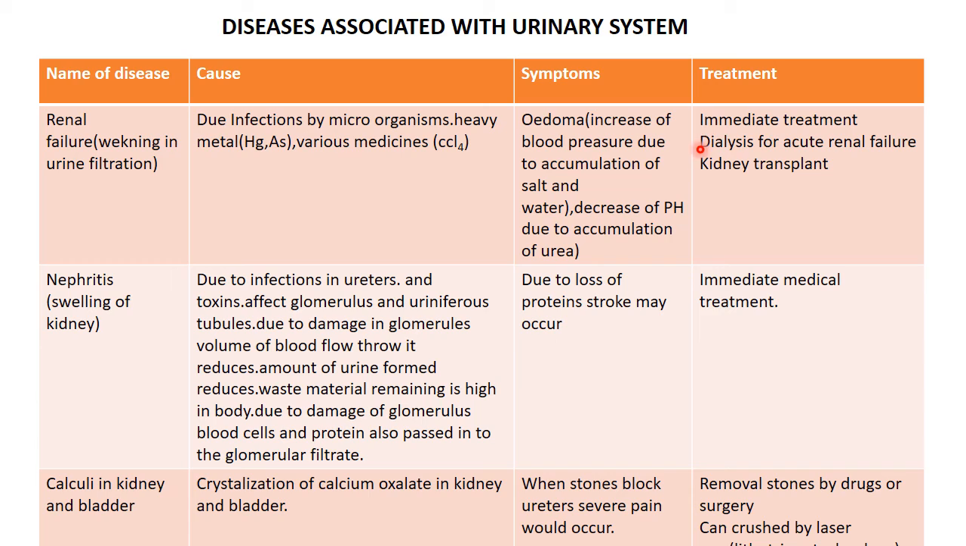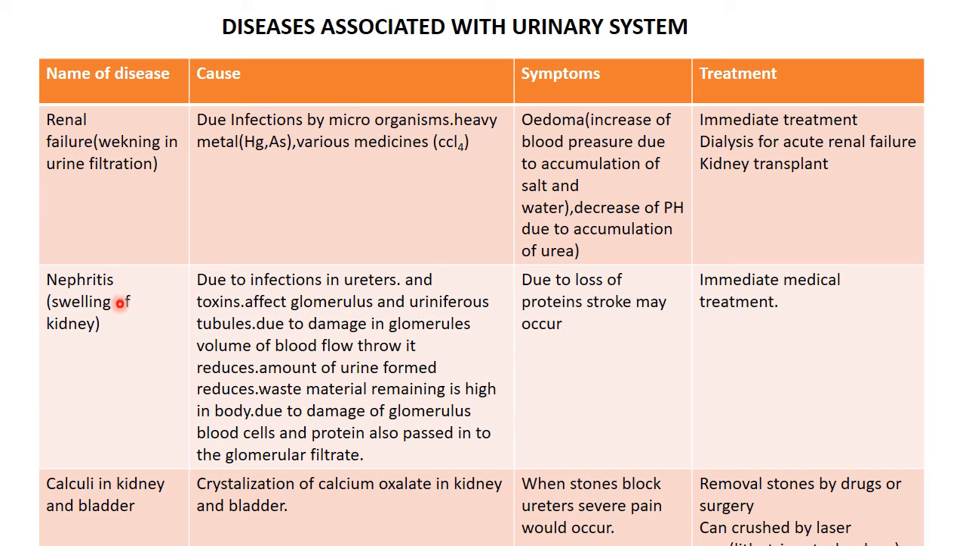If you do not take immediate treatment, it will cause acute renal failure within 18 to 14 days. If acute renal failure occurs, blood is filtered by a machine. That process is known as dialysis. That is one of the treatments for renal failure. But when both kidneys have failed, a healthy kidney from a donor should be transplanted. So that is the treatment for renal failure.